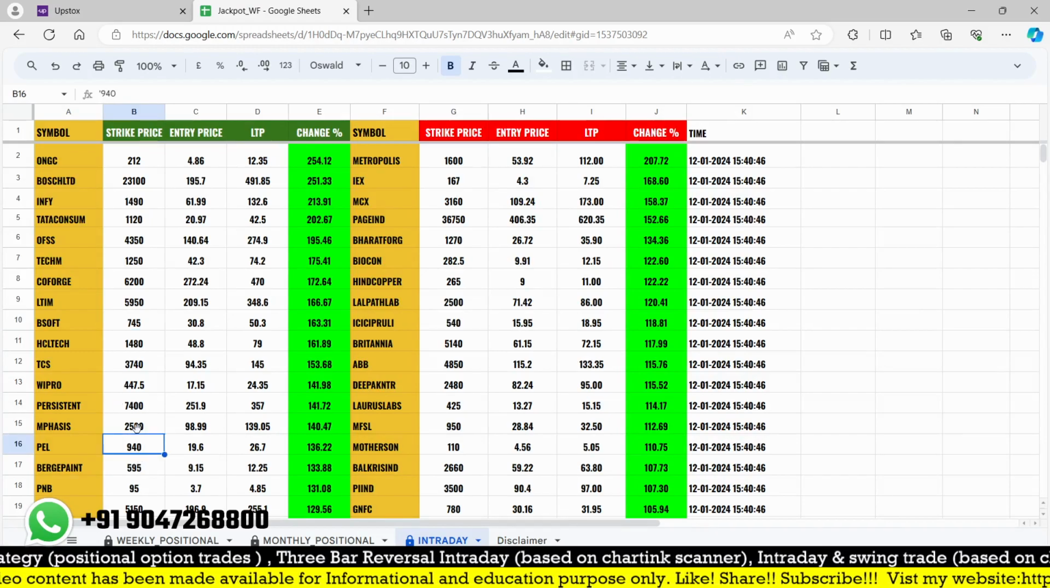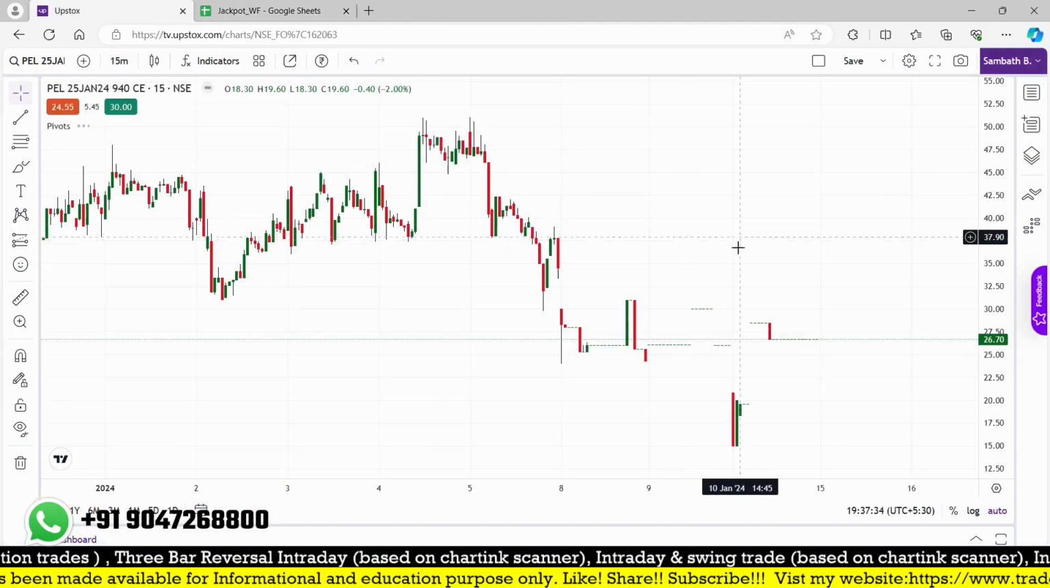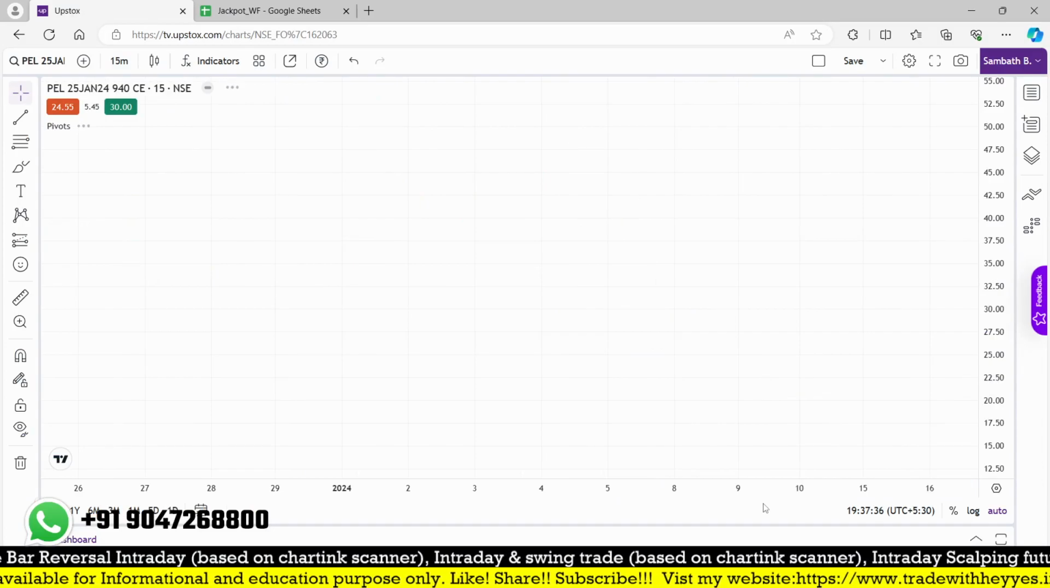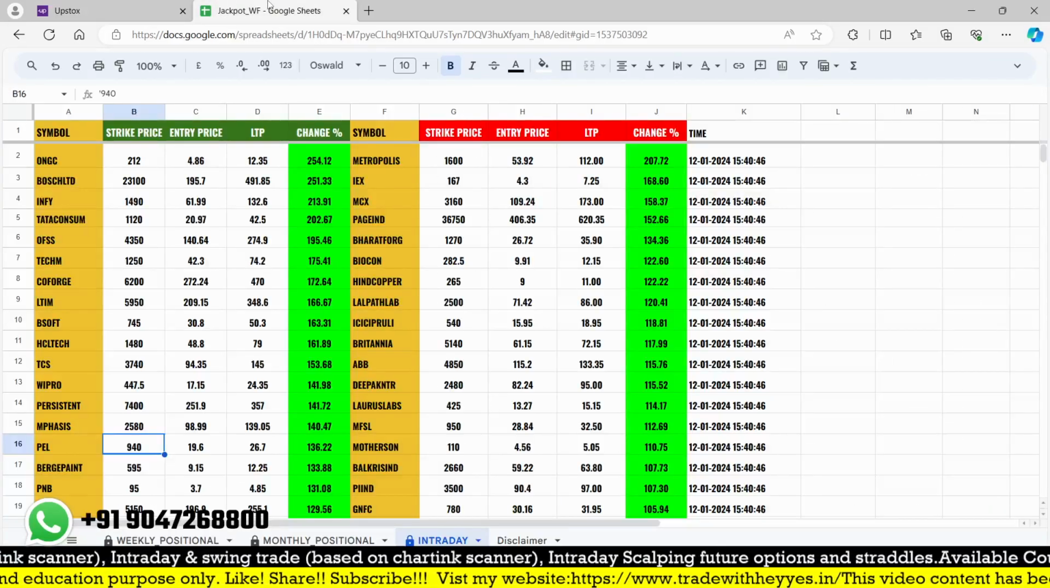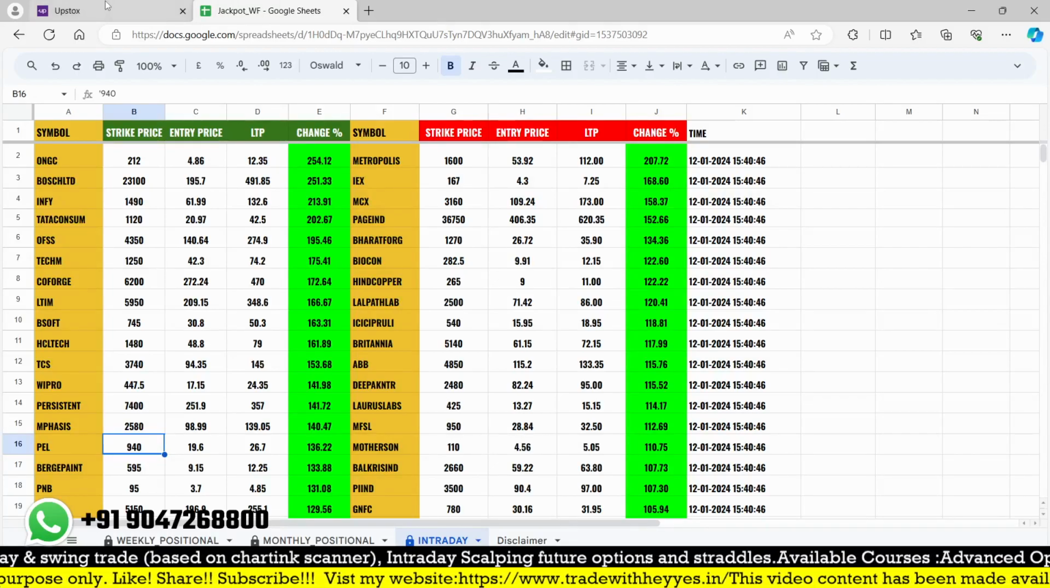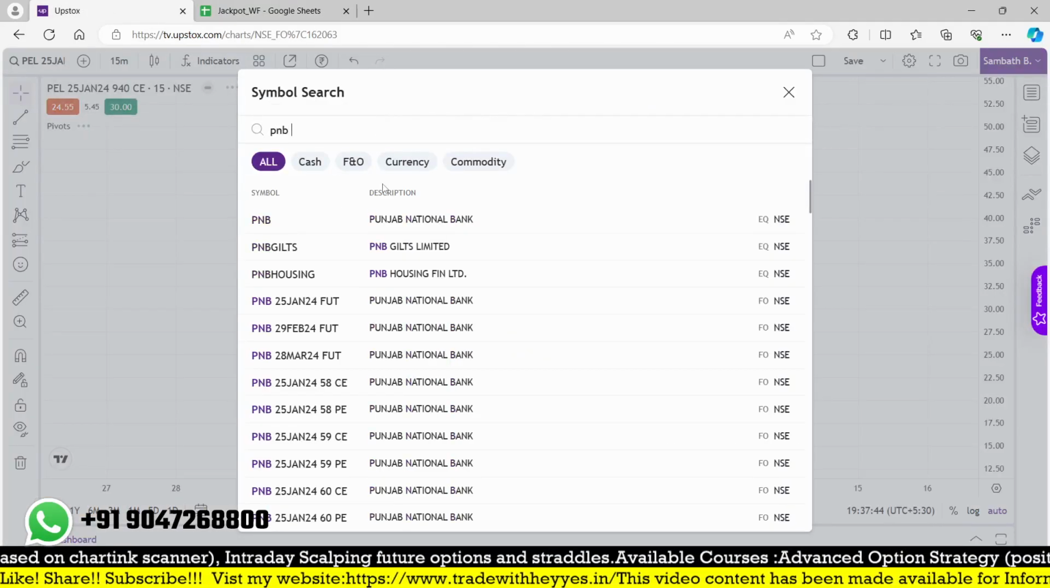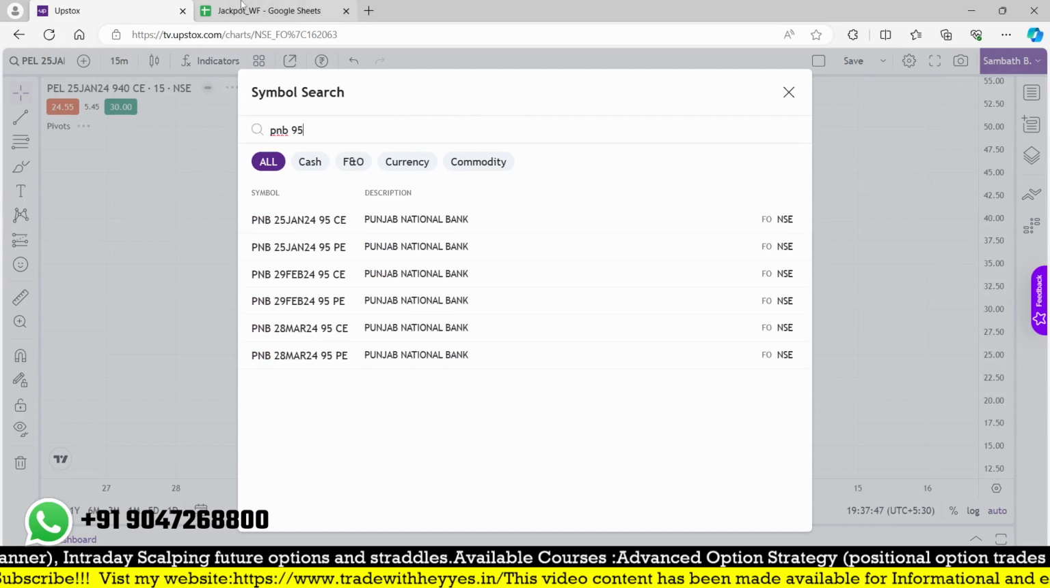PEL is around 940, 1926. That was not an active one. Okay, you can see the data is not clear about the stock. So it is an illiquid stock, simply ignore. And PNB 95 call option, that may be 95 or 94.